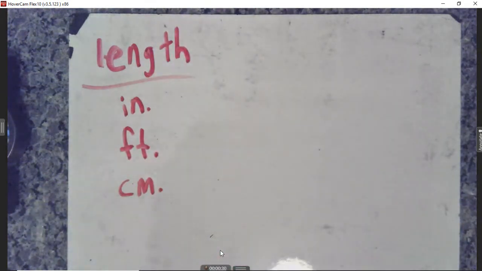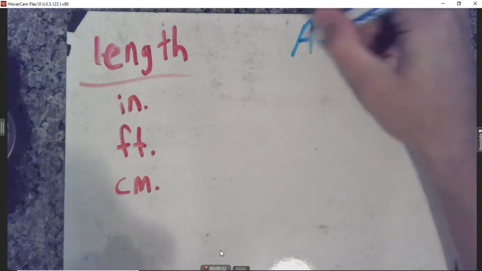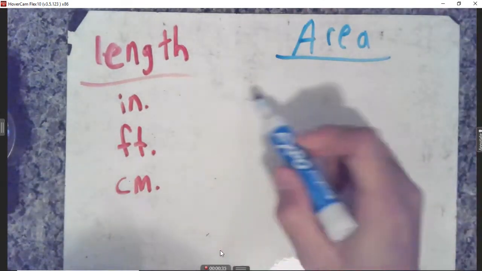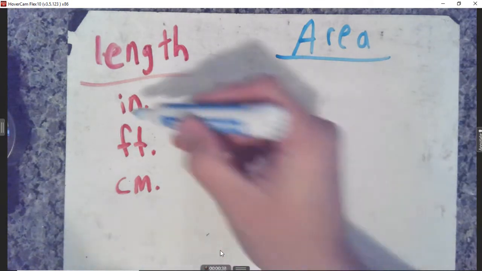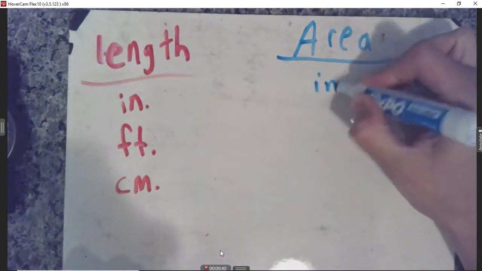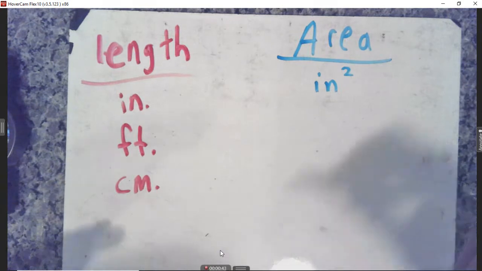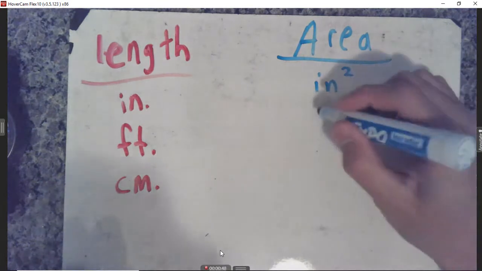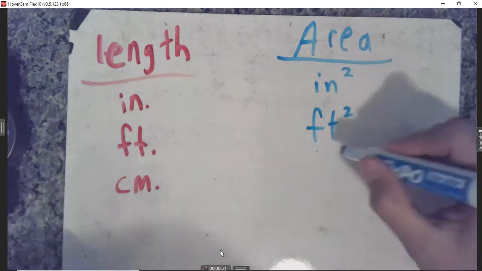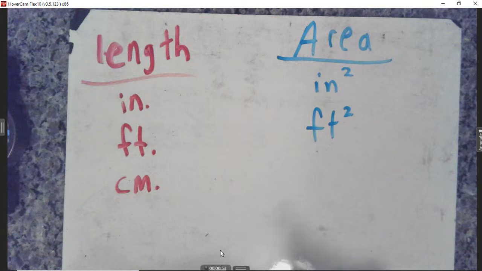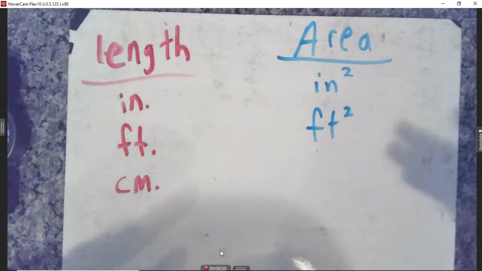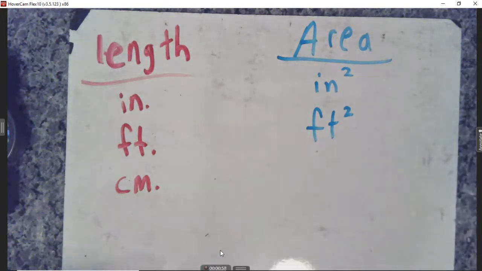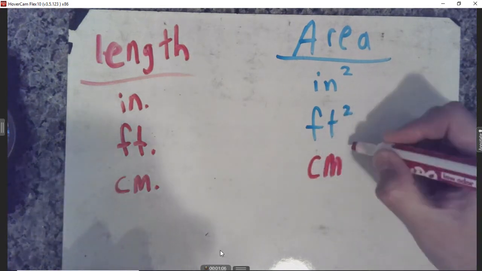When you are working with area, each of these has a corresponding unit. But when you're working with area, it's not just inches, it is inches squared. The corresponding unit for feet would be feet squared, or a square foot. Houses are typically measured with square footage, or apartments or anything like that. So anything with land is typically in square feet. Or centimeters, centimeters squared.